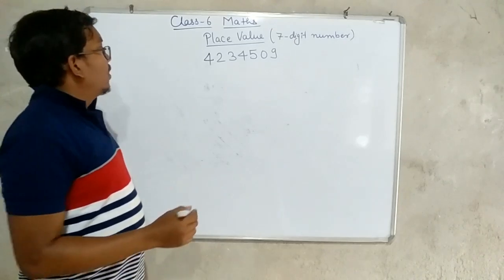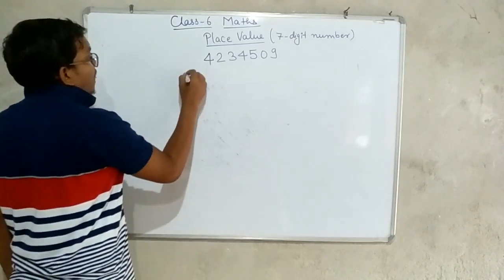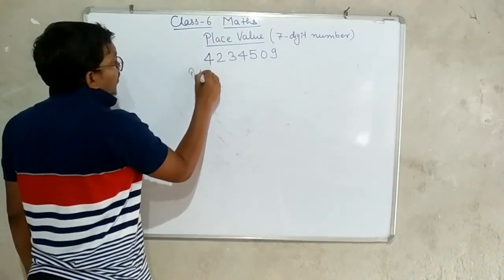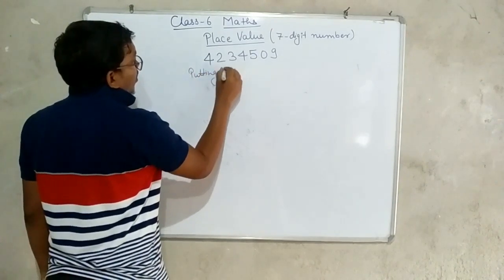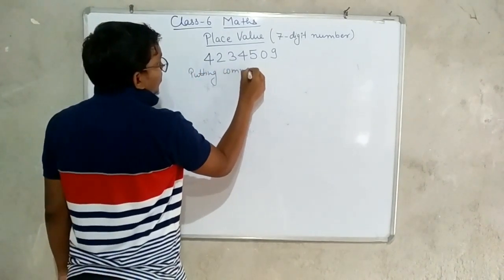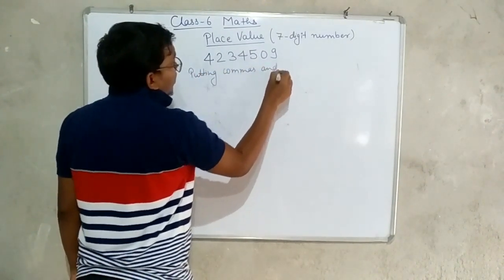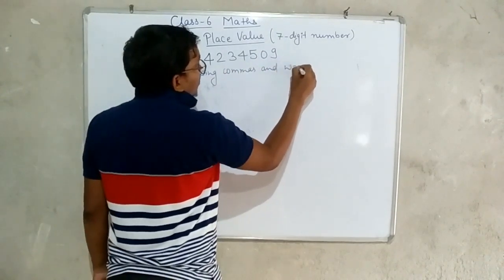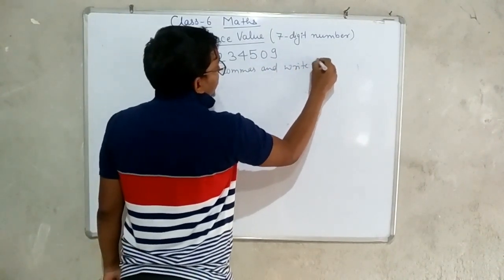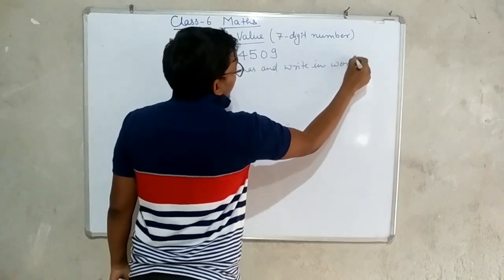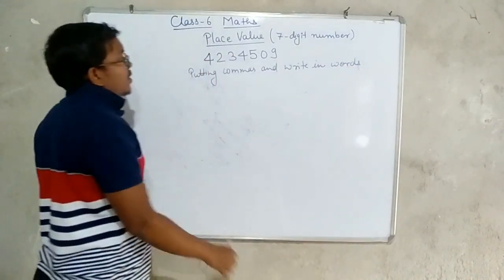42,34,509. So we have to write it by putting commas and writing words according to the Indian place value system.